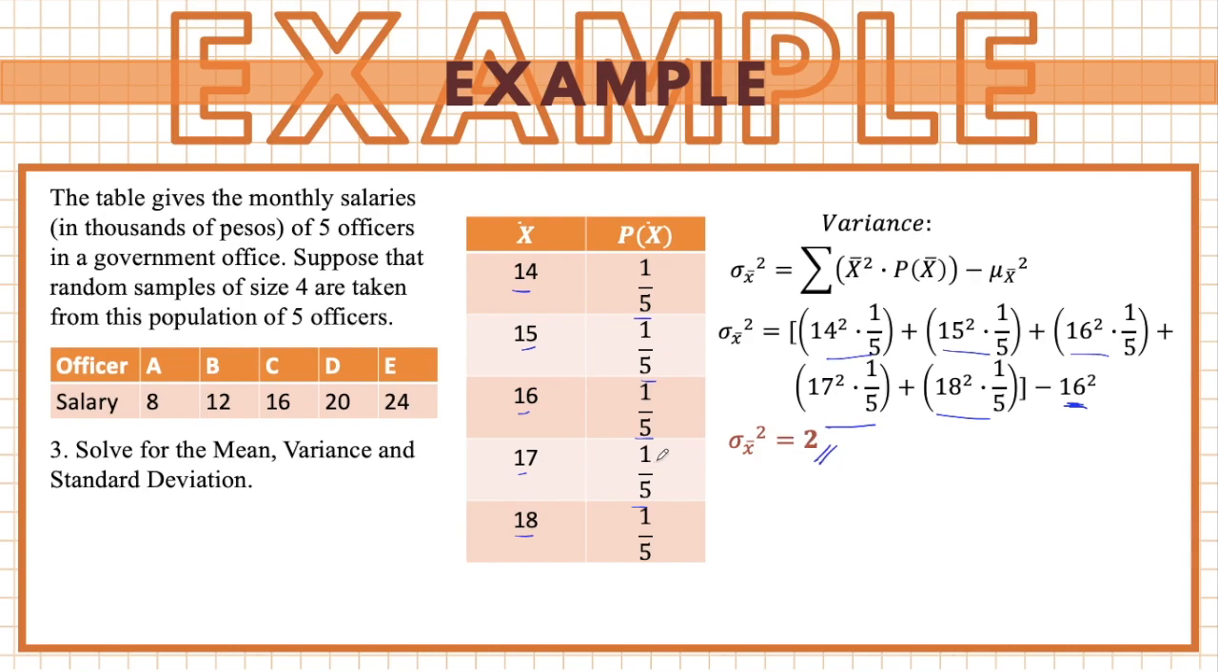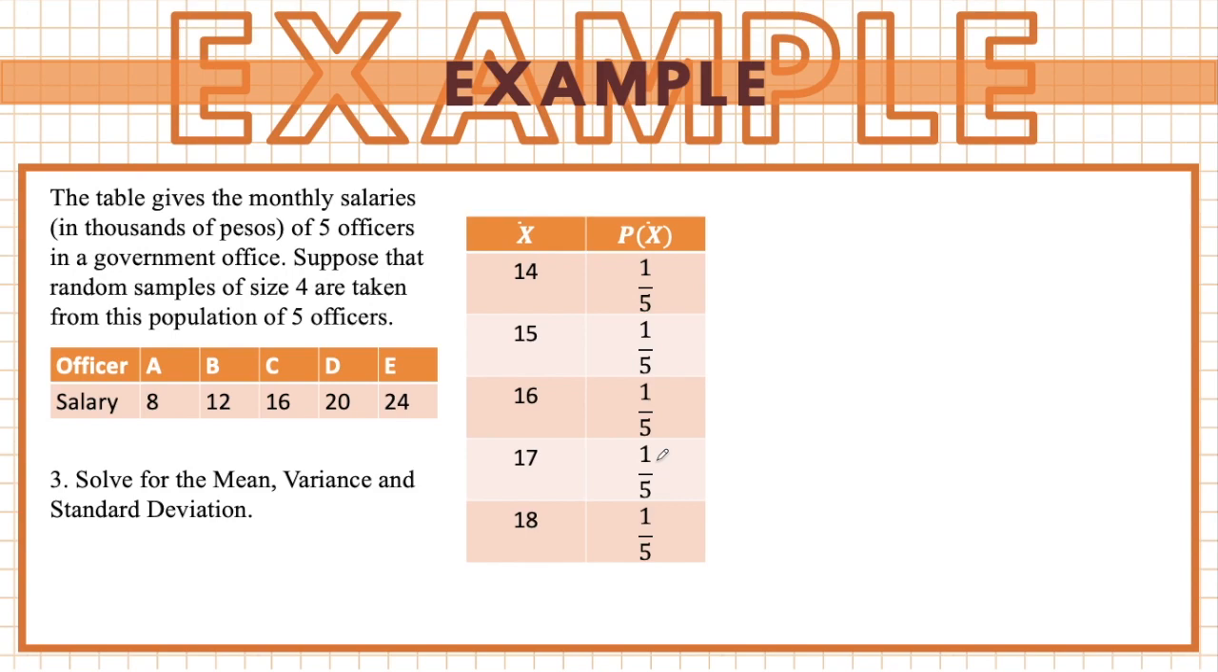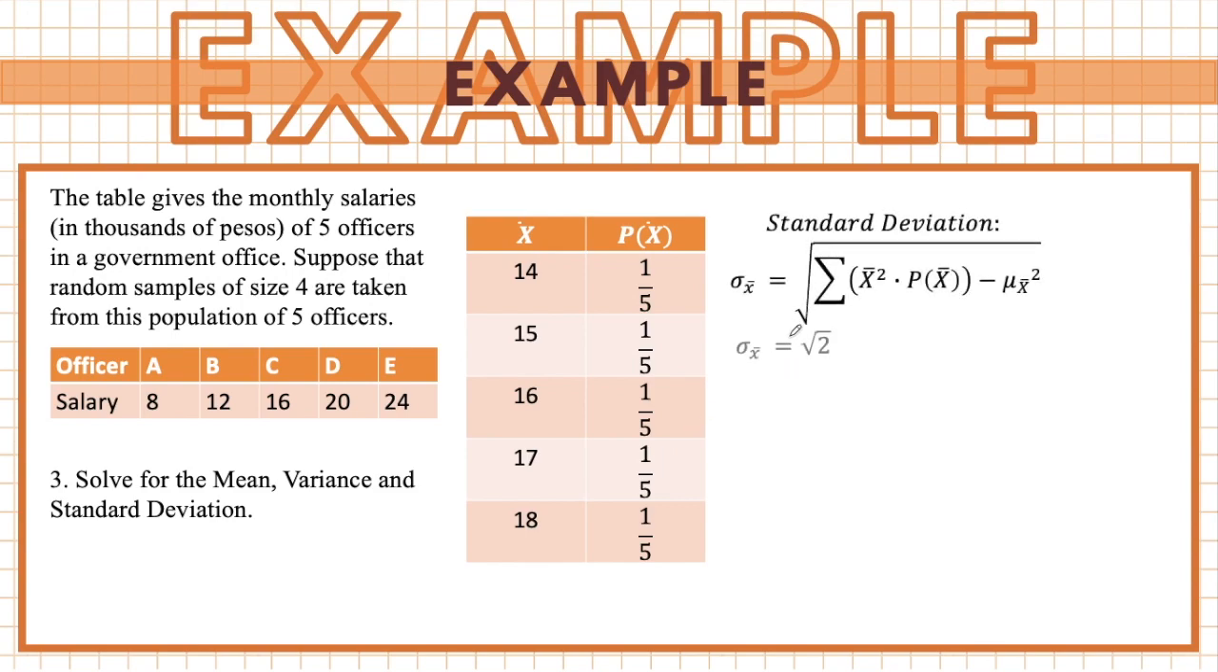Next is the standard deviation. We already have the variance, so to solve for the standard deviation, we just get the square root of the variance. That will be square root of 2, and this is approximately equal to 1.41. So the standard deviation of the sample mean is approximately equal to 1.41.